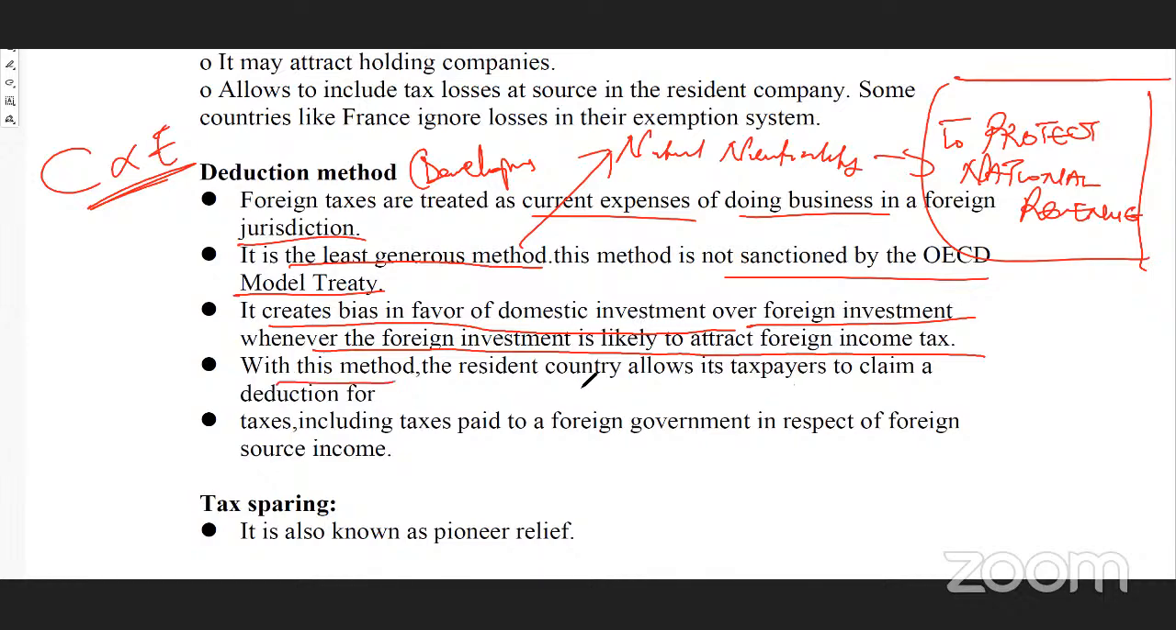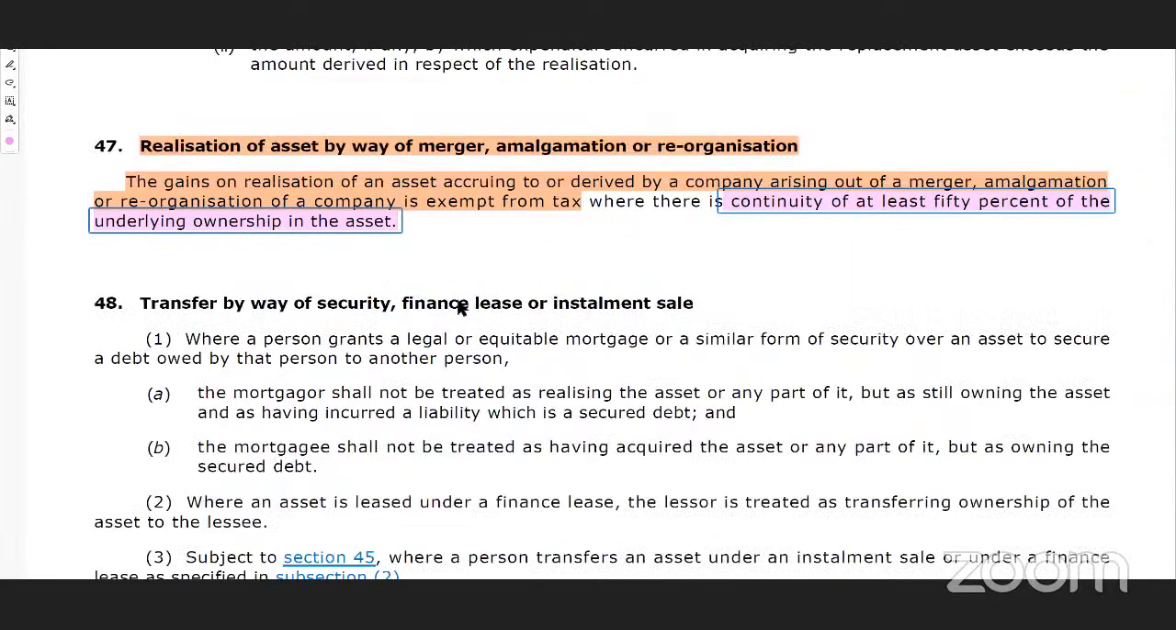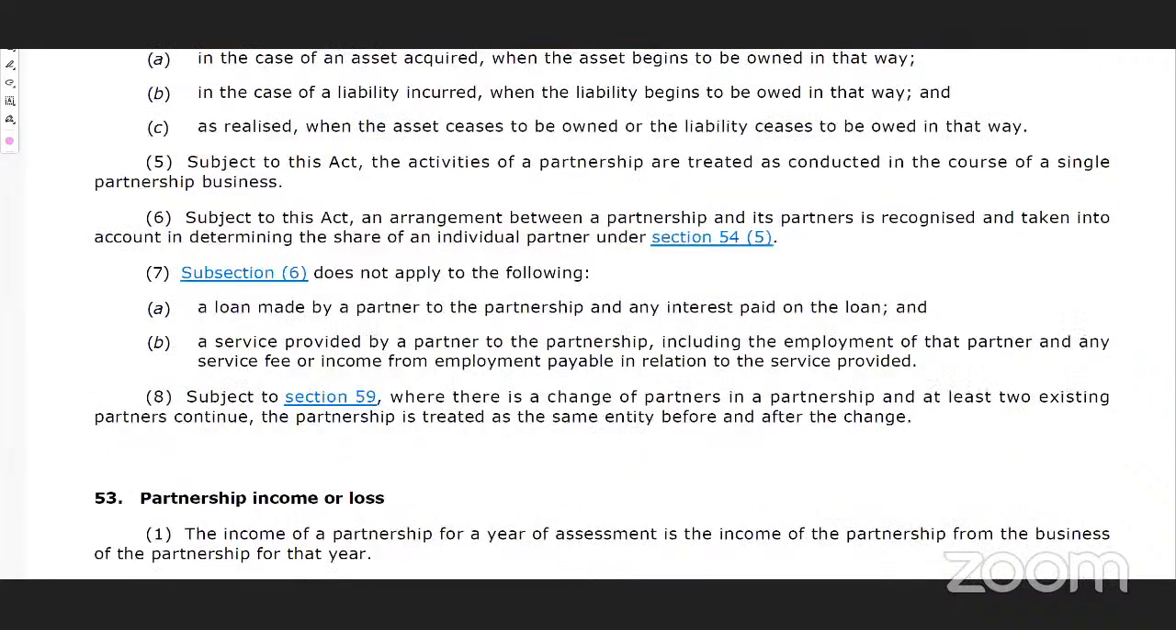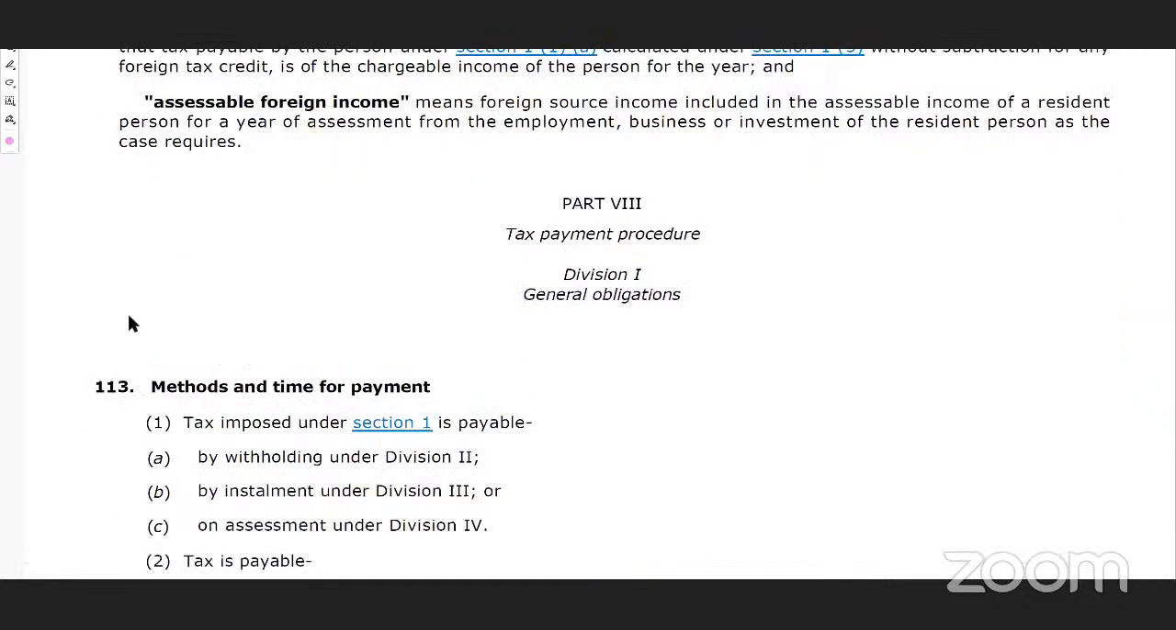So with this method, the resident country allows its taxpayers to claim a deduction for taxes, including taxes paid to a foreign government in respect of foreign source income. So we have seen this method. Under Section 112, subsection 3 of the Income Tax Act, we dive into this, right? Relinquishment. Let's go and see how relinquishment works. Section 112, subsection 3. I hope I'm not wrong.